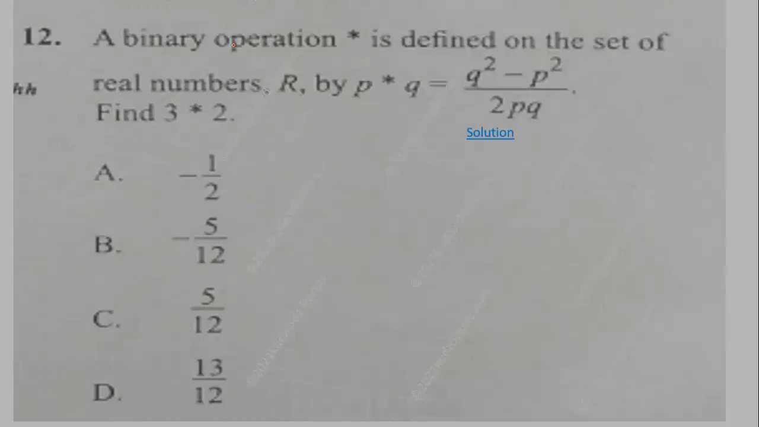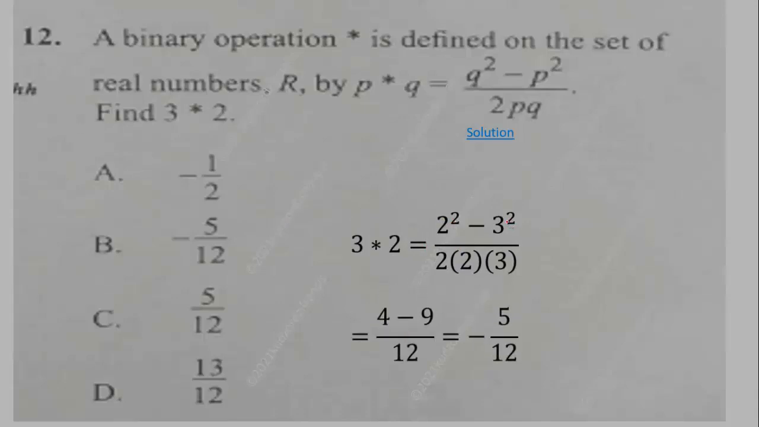A binary operation is defined on the set of real numbers by p star q is equal to q squared minus p squared over 2pq. We have to find 3 star 2. So we just have to substitute p for 3 and q for 2. And that will give us this expression here. 2 squared is 4 minus 9, which is 3 squared, over 12. And that will give us negative 5 over 12.